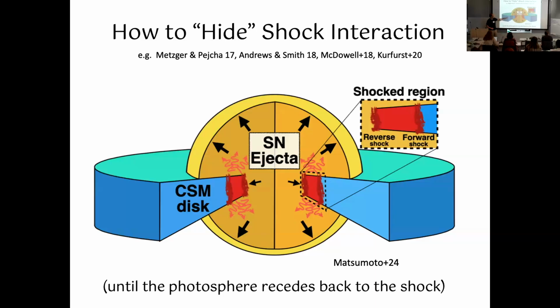And there are reasons to expect in many cases that the circumstellar material around stars may be in a disk. If there's a binary or something that's causing the mass loss, it makes sense it would be disk located.